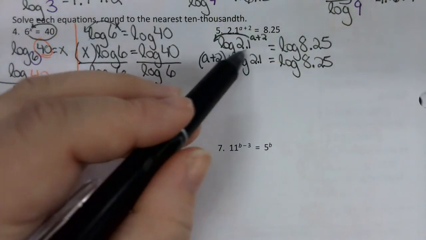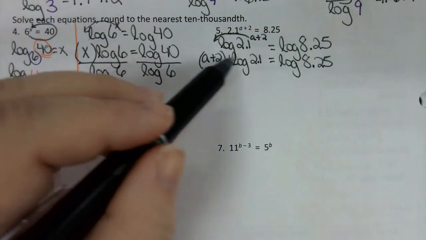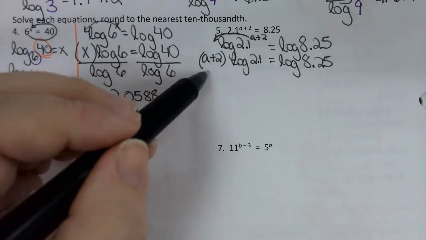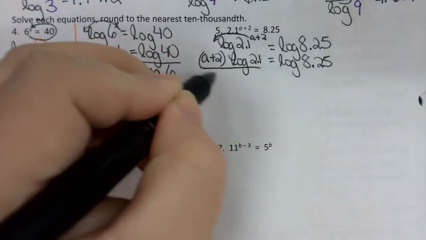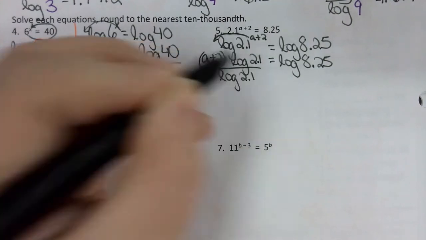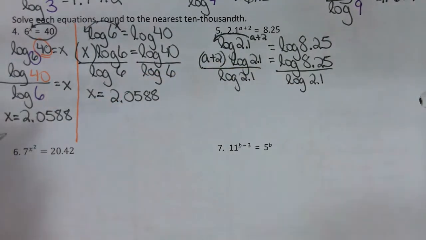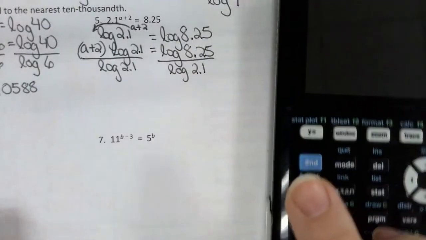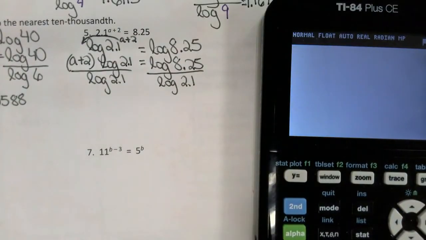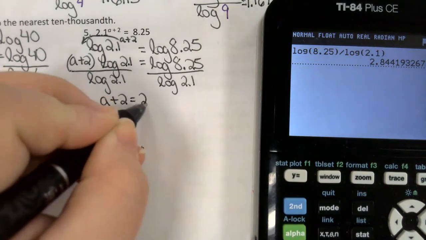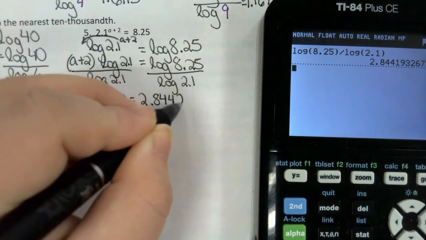So this log of 2.1 is my coefficient here. So we are going to need to divide both sides by log of 2.1 in order to get the parentheses by itself. So we'll type into our calculator log 8.25, close your parentheses, divided by log 2.1. And we have that a plus 2 is equal to 2.8442.